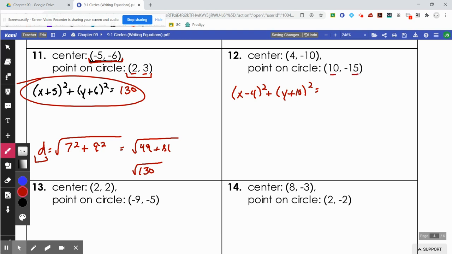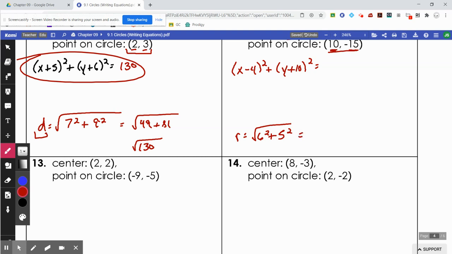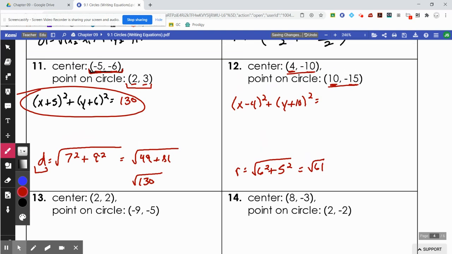Again, I want to remind you that instead of using your distance formula, you can use the Pythagorean theorem. Just say the radius, the distance from here to here, is going to be the square root of this distance. How far is it from 4 to 10? That'd be 6. How far is it from -10 to -15? That'd be 5. So do simply the square root of 6 squared plus 5 squared. That's 36 and 25, which is root 61. That's the radius. So therefore, your radius squared would be 61.